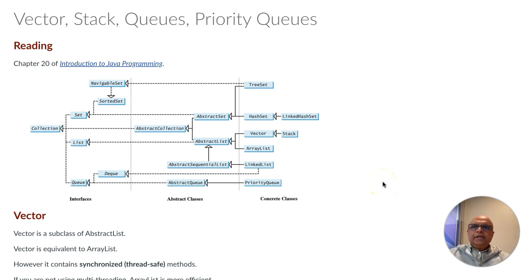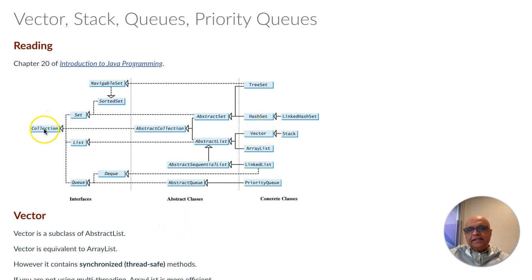In this lesson, we will continue looking at the collection data structures in Java. Specifically, we'll talk about vector, stack, queue, and priority queues. So looking at the overall UML model, we will find a vector right here.